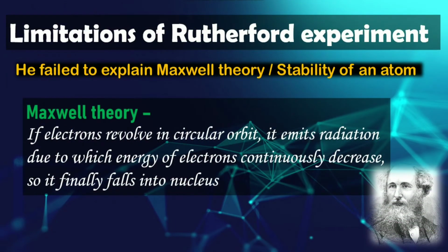Now we will discuss the limitations of the Rutherford experiment. He failed to explain the Maxwell theory, the stability of an atom. What is the Maxwell theory? If an electron revolves in a circular orbit, it emits radiation due to which the energy of the electron continuously decreases, so it finally falls into the nucleus.